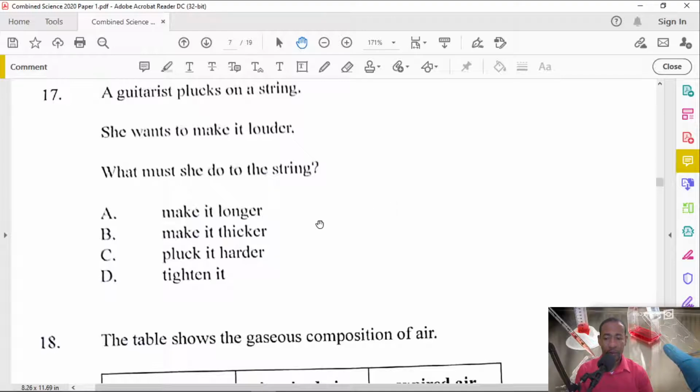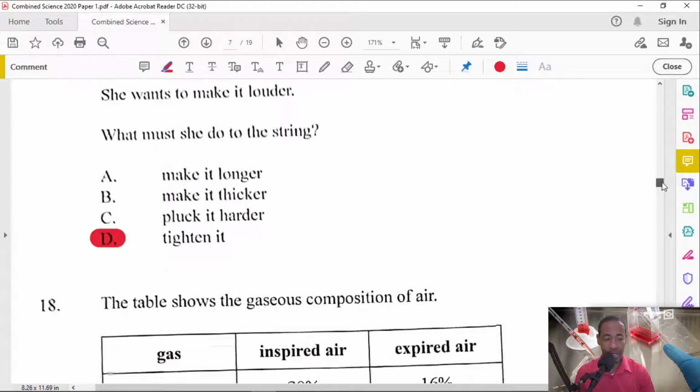So looking at this now, to make it louder, you'd want to tighten that string. So you tighten the string and you pluck on that string, it gives you a greater amplitude, which makes the sound much louder. All right, so let's go into question number 18.